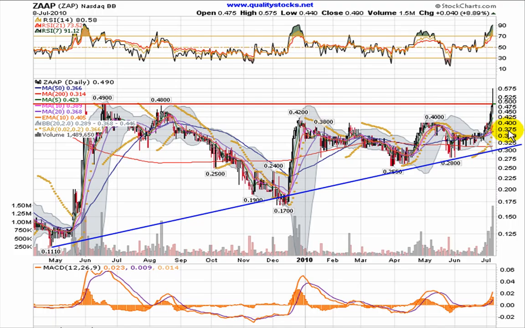If this wants to come back down, there's a good chance it's going to test this trend line again, and then try and make another run to make the move. So pay attention for something like that. Don't just look at charts that are too narrow in scope as far as time frame, because from an overall perspective, ZAAP is in a great uptrend and making a strong move.